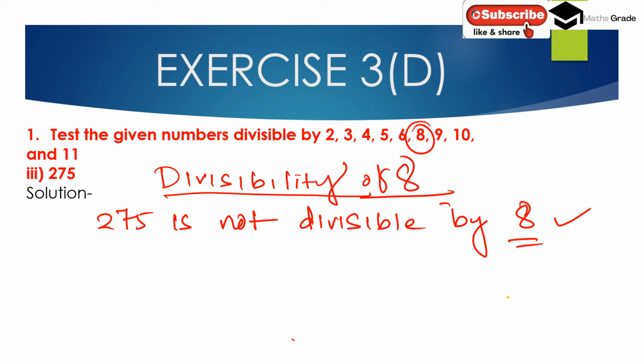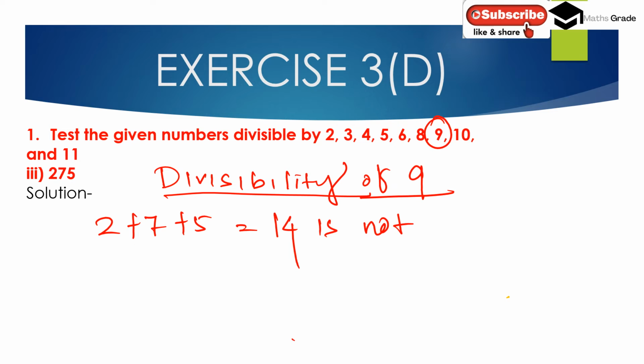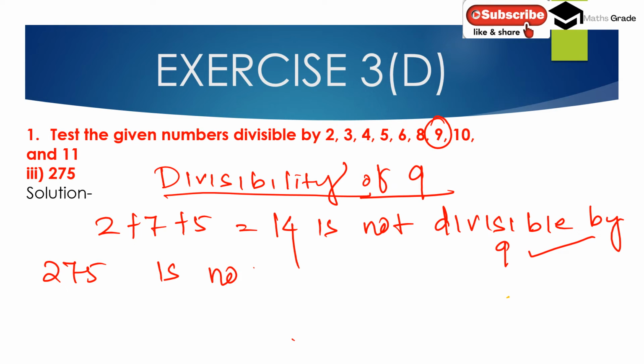So 275 is not divisible by 8. Now we will check whether the number is divisible by 9 or not. The sum of the digits of the number 275 is 2 plus 7 plus 5, which is 14, and 14 is not divisible by 9. So this number 275 is not divisible by 9.